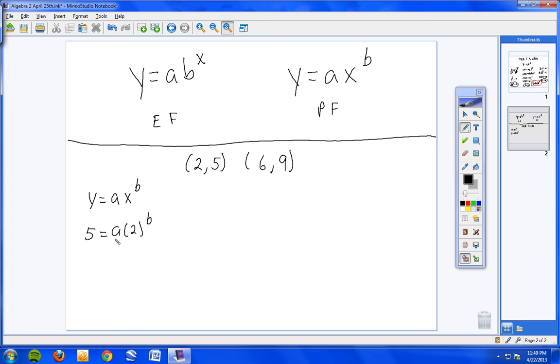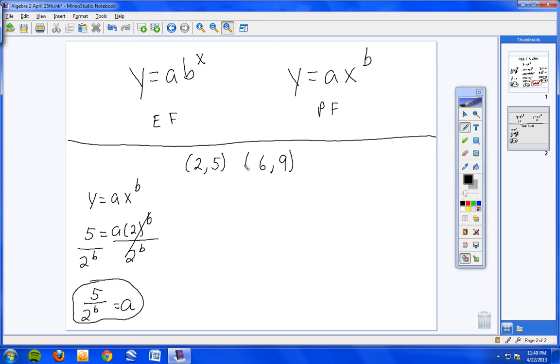So if I'm going to solve for a, I'm going to divide this side by 2 to the b power, and I'm going to divide this side by 2 to the b power. These cancel out, and I'm left with 5 over 2 to the b power equals a. Do you see how I did that? I divided by 2 to the b power to get a by itself, and there, we're good. Now I'm going to circle. It's not my answer, but I'm going to come back to that and use that later.